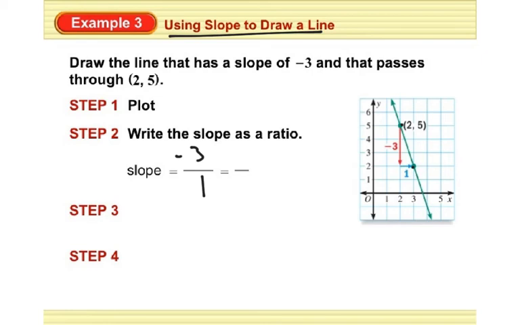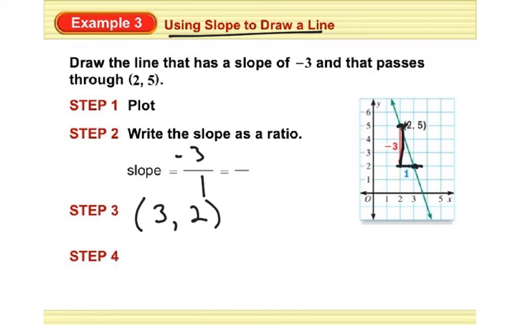Now we know that one of the numbers is going to be positive and one of them is going to be negative, but we don't know which is which. So after starting at 2, 5, we can go down 3, 1, 2, 3, and a run of +1, which would mean my second point is plotted at 3, -2. Or 3, +2, sorry. So we plot the point 3, 2.